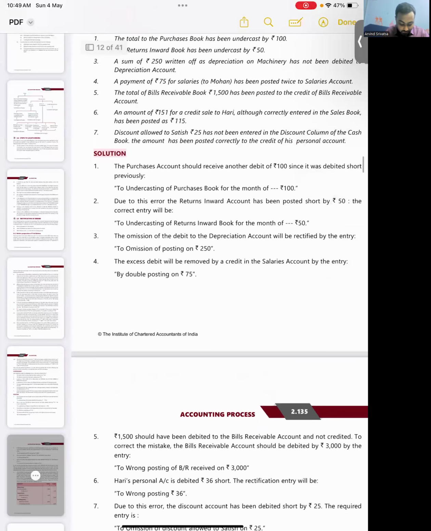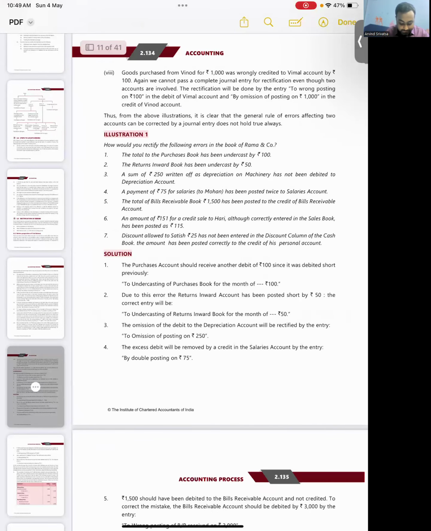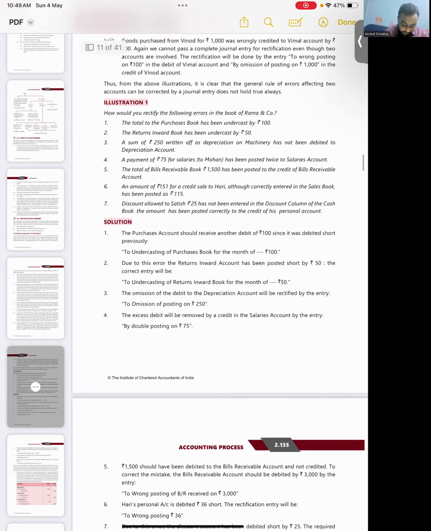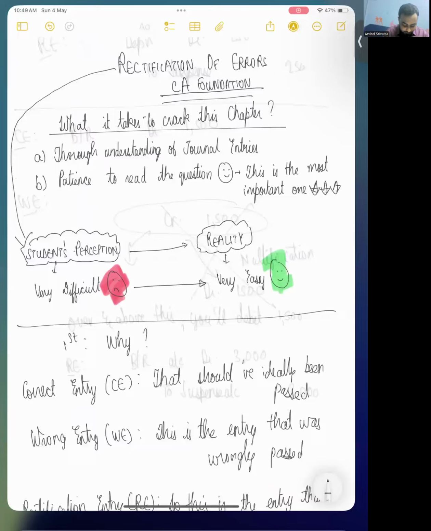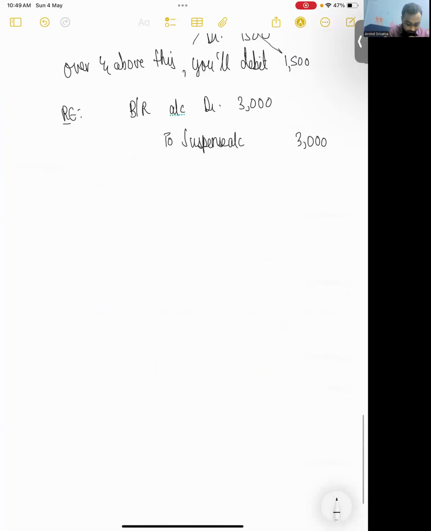So next one. An amount of 157 for credit sale to Hari, although correctly entered in the sales book, has been posted as 115. So what they are saying is 151 was the credit sale to Hari. So sales is perfect. That's what they're saying. In sales account, we have done the treatment correctly. But in Hari, we have posted it as 115. So what is the correct entry that should ideally be posted?